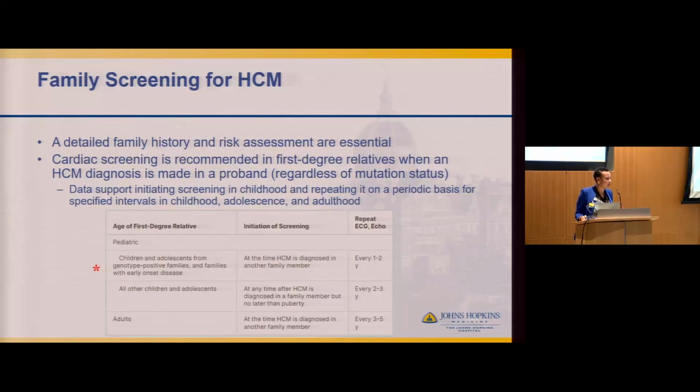And then we'll also talk a little bit about genetic testing for children with HCM, and screening for children. There are screening recommendations for children, but I know there's going to be a talk about that later, so I won't get too much into that.